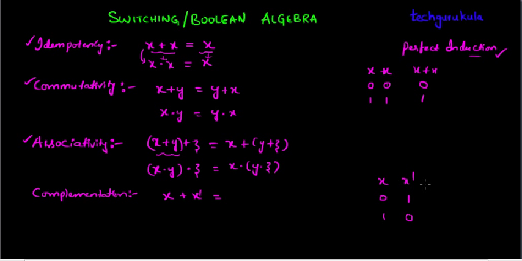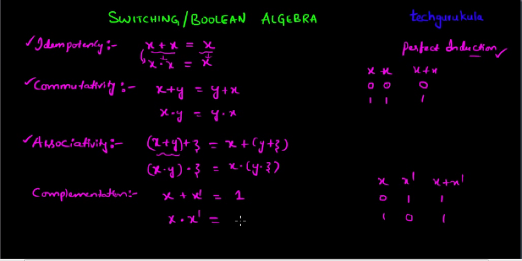So if you add these two, I mean add in the sense it is logical OR operation or logical sum, so we will have x plus x bar as 0 OR 1 is 1, 1 OR 0 is 1, right? So the resultant is always 1. Okay, so now let's take the dual of this equation. It is x dot x bar, right?